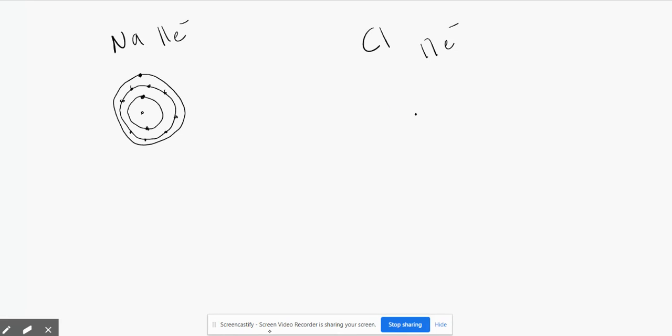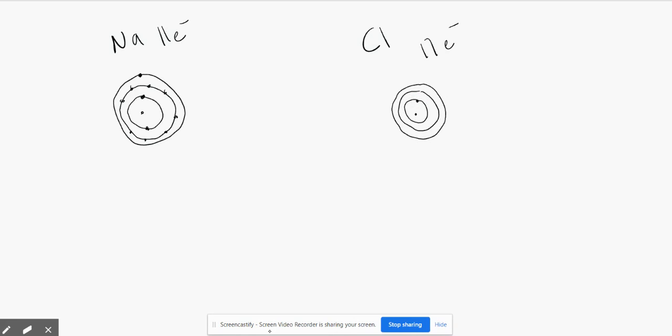So I'm going to draw them just a little bit closer to the nucleus here. Okay, there's a greater attraction to the nucleus. So energy level 1, energy level 2, energy level 3. And let's add our electrons.